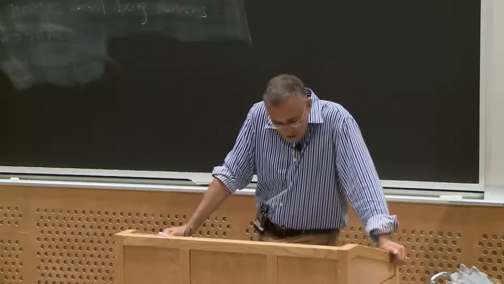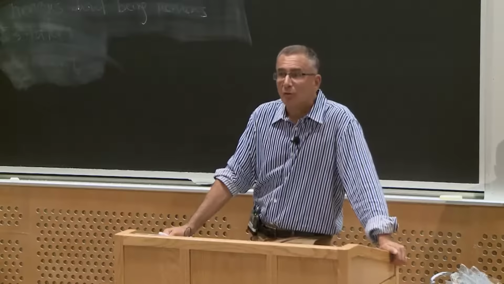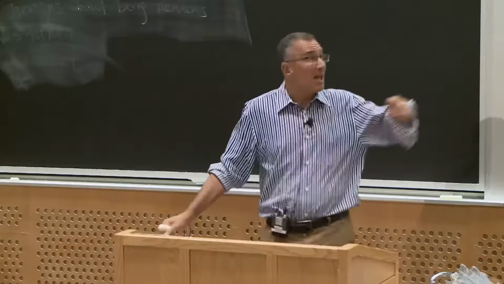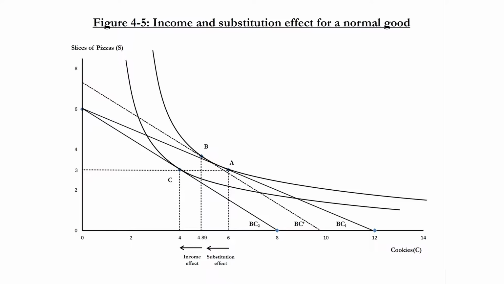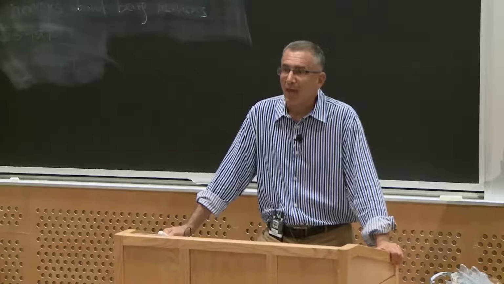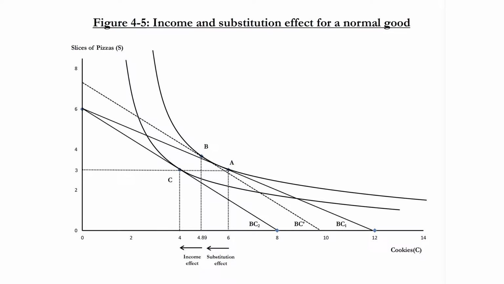Now, imagine that the price of cookies rises from $2 to $3. Well, we know what happens. We solved for that already earlier this lecture. When the price of cookies rises from $2 to $3, you move from point A to point C. You move from consuming 6 cookies and 3 slices of pizza to 4 cookies and 3 slices of pizza. Great. You already know that. Why aren't we done? We aren't done because that's composed of 2 effects, a substitution effect and an income effect.